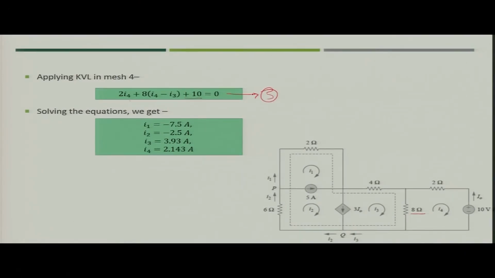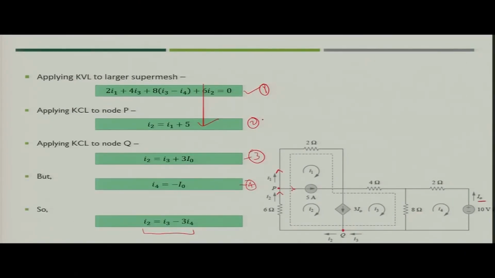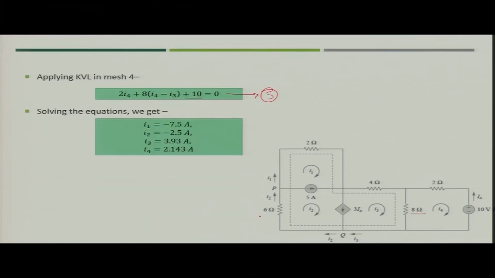Now, what you have to do? We have utilized this and put the value inside equation 3, and we have got I2 is equal to I3 minus 3 I4. So, you take this equation, this equation, this equation and this equation. So, you have 4 final equations and you have 4 unknowns. You solve these 4 equations and you will get the values of the currents I1, I2, I3 and I4.